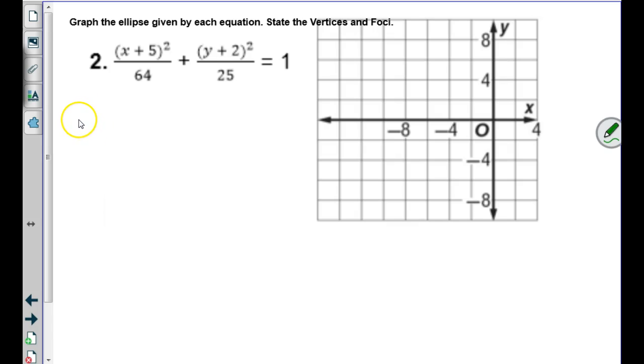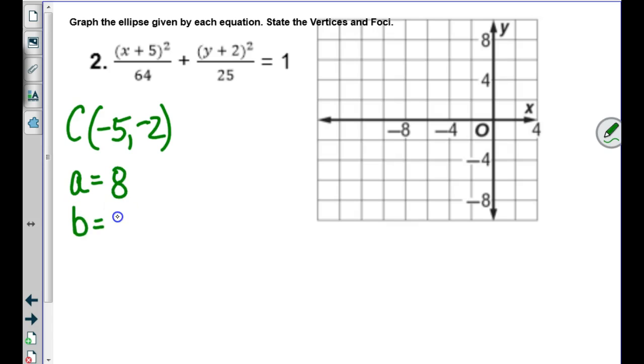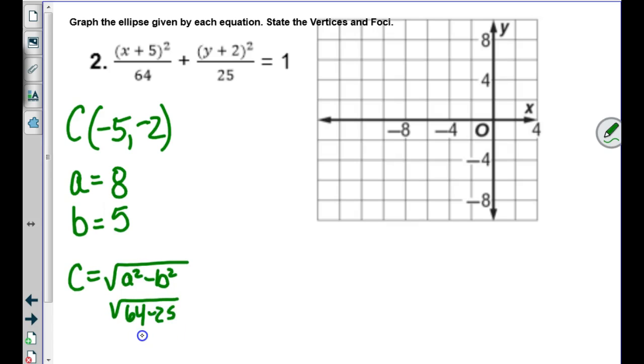All right, so let's try this one. Kelsey, tell me the center. Good job. Keaton, tell me a. And b, anybody? Okay, let's find c while we're at it. c is the square root of a squared minus b squared, it said. So that would be the square root of 64 minus 25, 39. Okay, that's a lovely number.